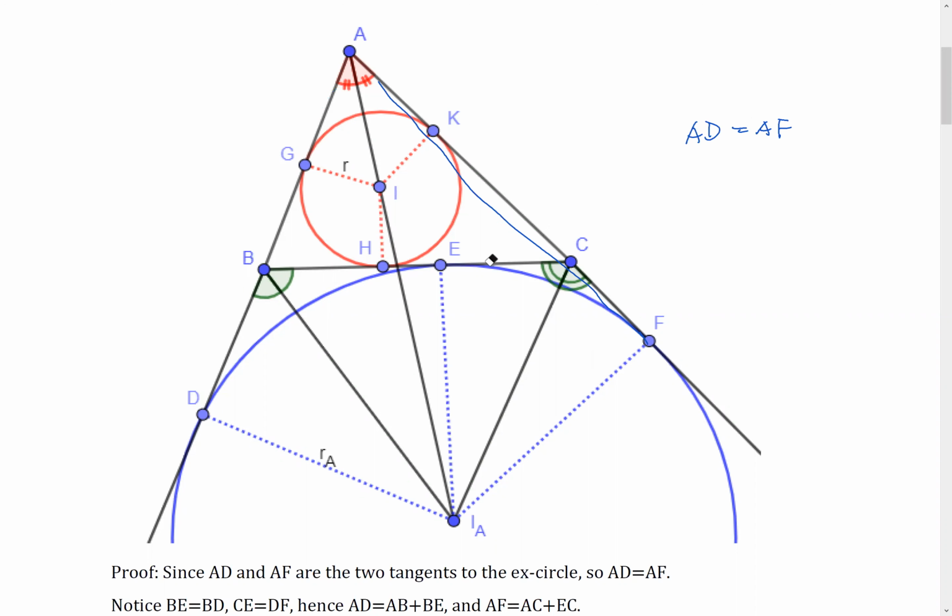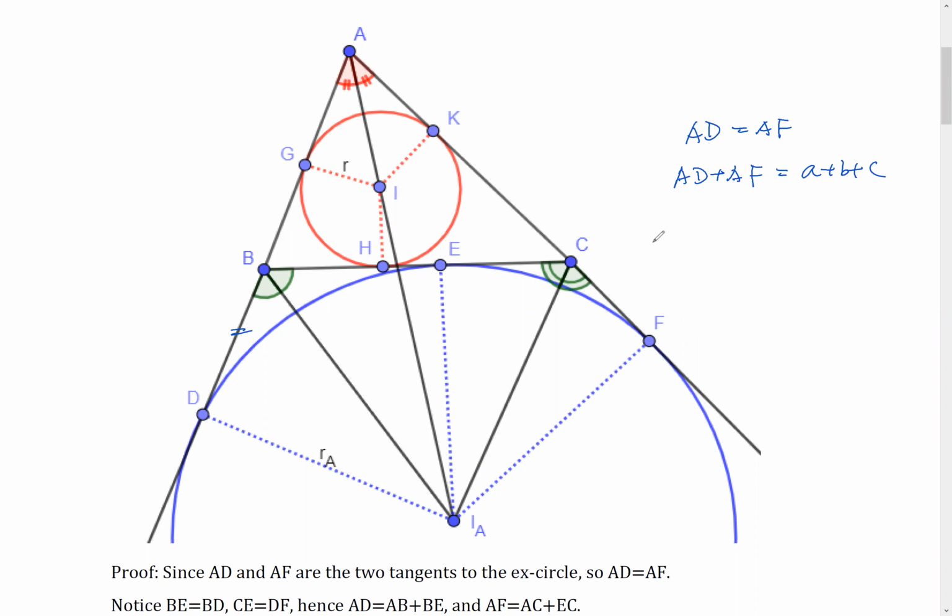And then I say, okay, not only are they the same, but AD plus AF is the perimeter of triangle ABC. It should equal a plus b plus c. Why is that? Think about it.